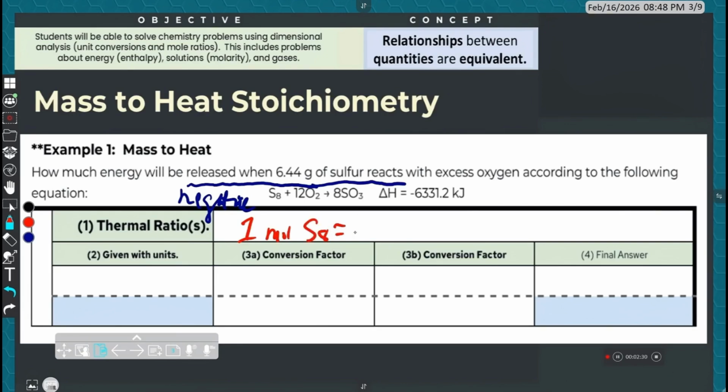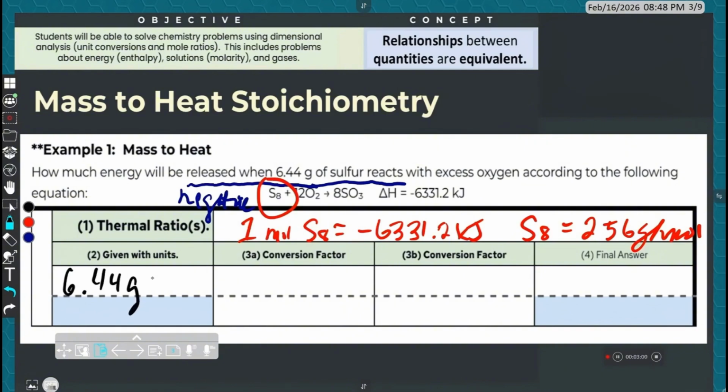S8, is equal to negative 6,331.2 kilojoules. But then the other factor that we need is the molar mass of sulfur, S8. So the molar mass of sulfur is equal to 256 grams per mole. Now that we have that information, we can start our problem.